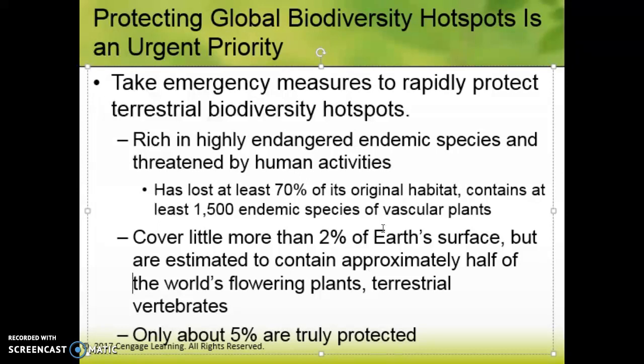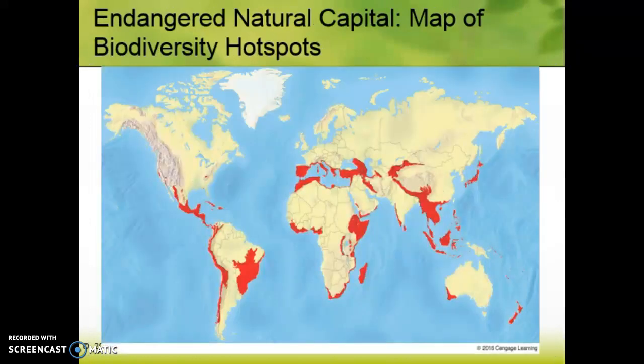Some flowering plants. So in total, our hotspots cover about 2% of the Earth's surface, but they contain approximately half of the world's flowering plants and about 42% of all terrestrial vertebrates. So that's mammals, birds, anything with a backbone that lives on land. Of that 2%, only about 5% of that is truly protected through government policies, governmental funding, and things along those lines. This map shows where all those hotspots are.